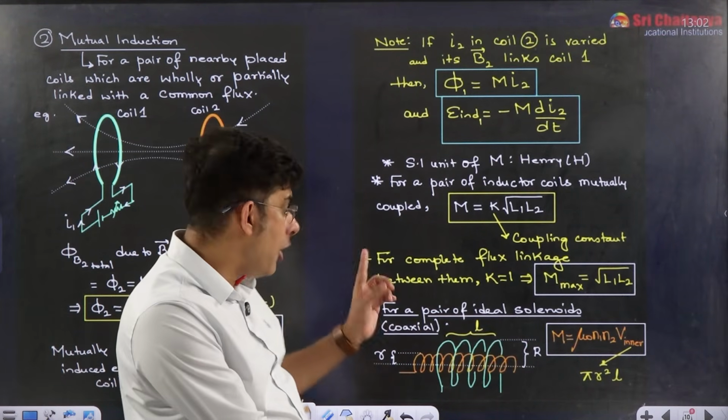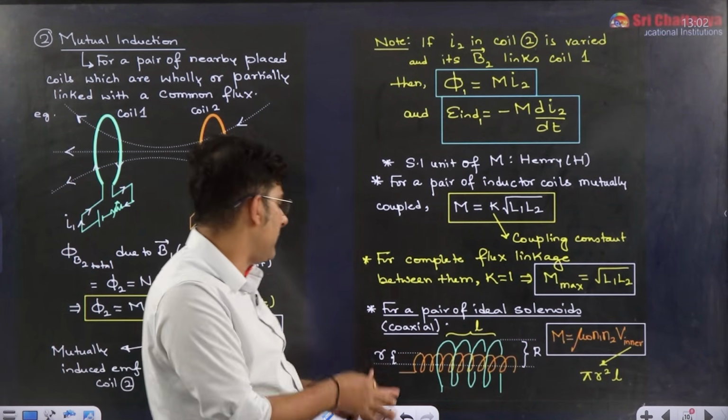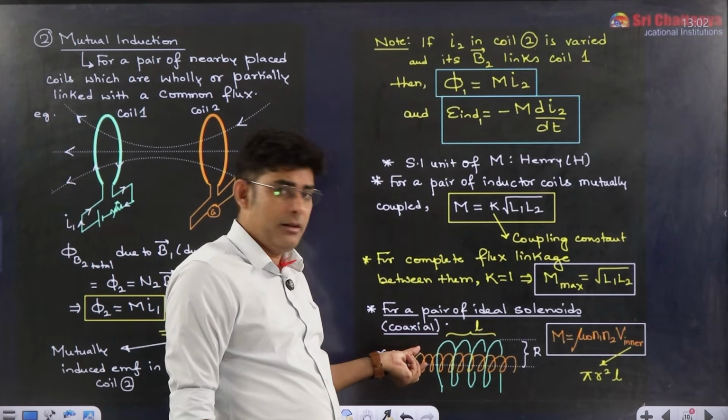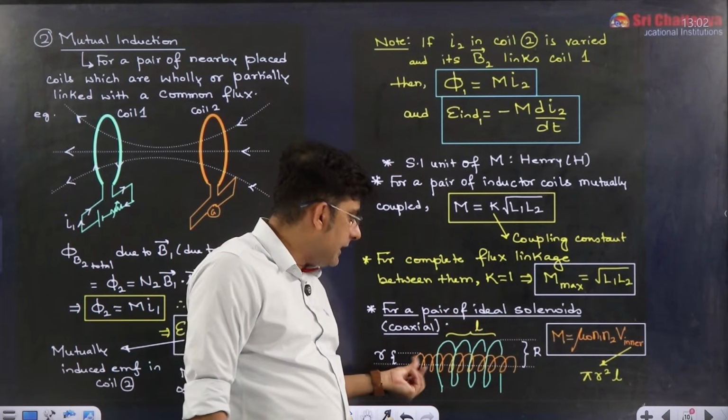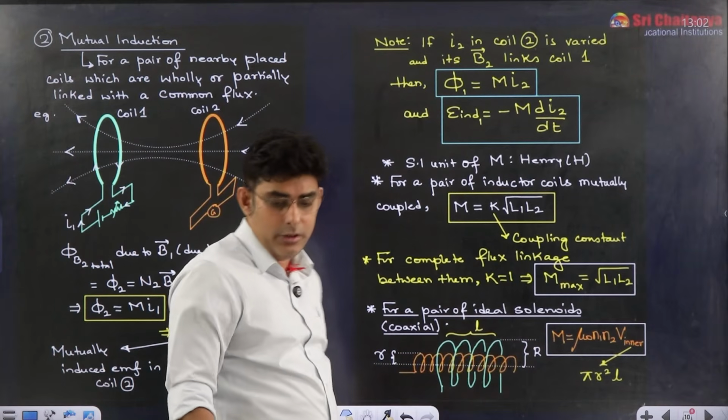So we have to take the common area for both. What is the common area? You will say the common area is the inner one. The inner area will be common for both the coils. So the volume comes as common area into length, which is pi r square into L.